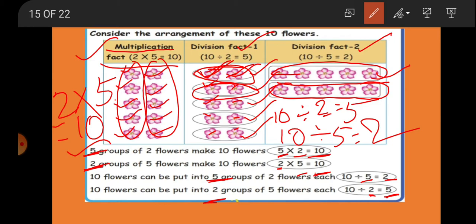Understood? So first thing, they are dividing into 5 groups of 2 flowers. And the second one, dividing into 2 groups of 5 flowers, make 10 flowers. The third one, 10 flowers into 5 groups, 2 flowers each. And 10 flowers can be put into 2 groups of 5 flowers each, the same way.